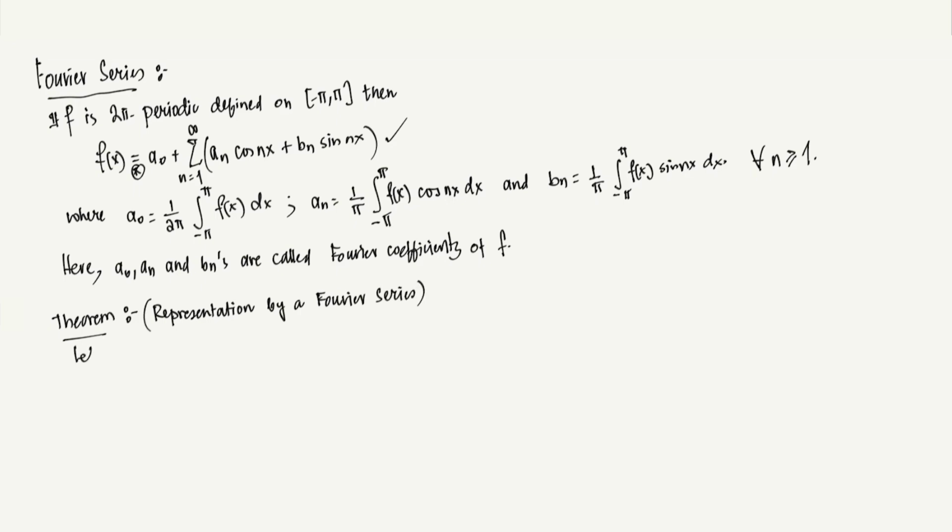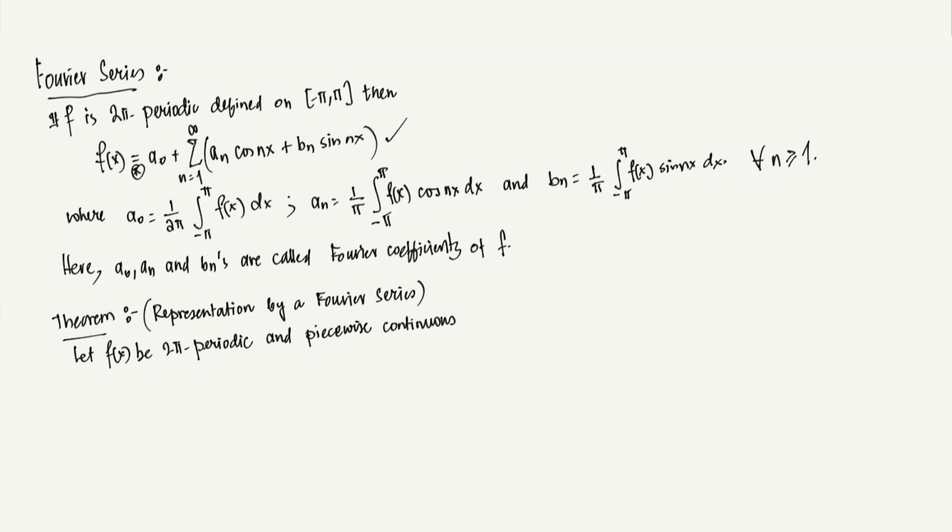So let f of x be 2 pi periodic. Of course, we are assuming the function to be 2 pi periodic and piecewise continuous. So for our context, what do I mean by piecewise continuous?